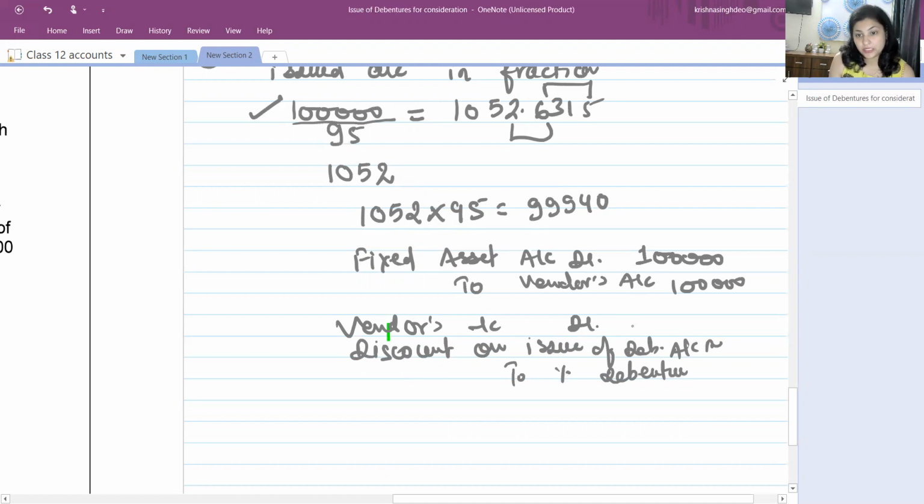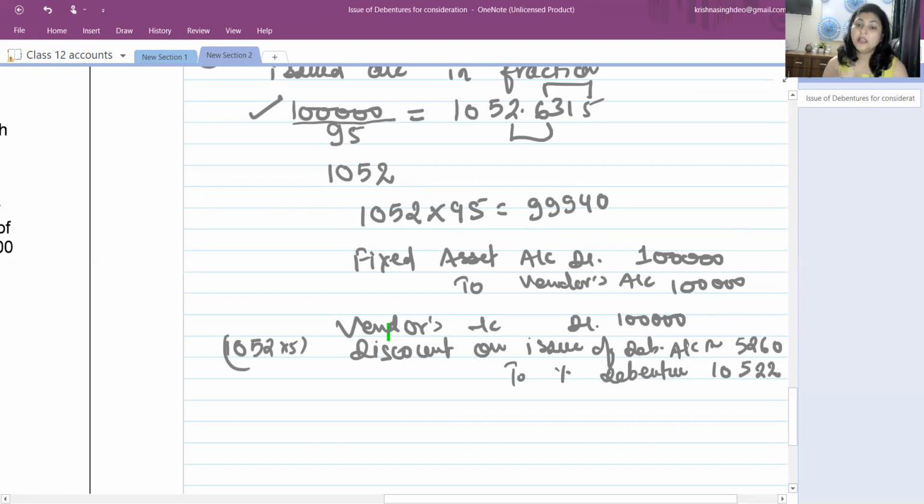Now let's see. Here it is 1 lakh rupees, because the vendor will be debited with 1 lakh rupees. Now, what is the amount of discount on these debentures? 1052 multiplied by 5, which comes to 5260. Now over here, obviously face value will go, so this is going to be 1052 multiplied by 100, which is 105200.